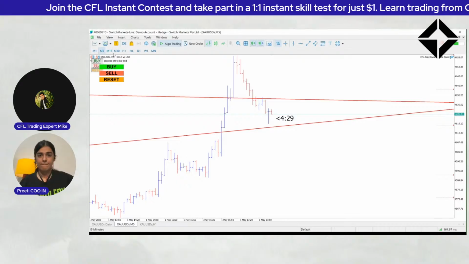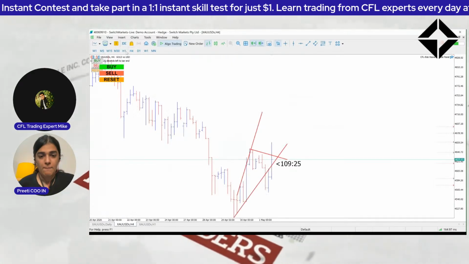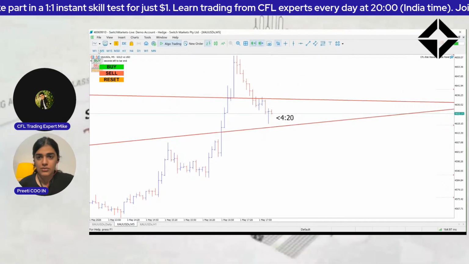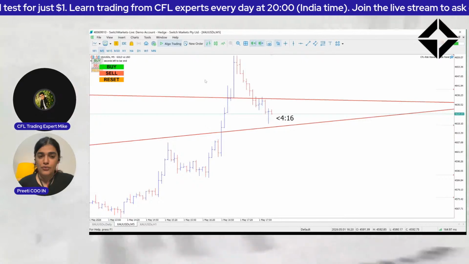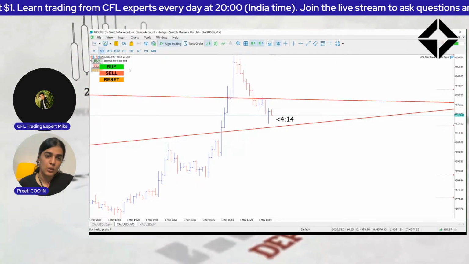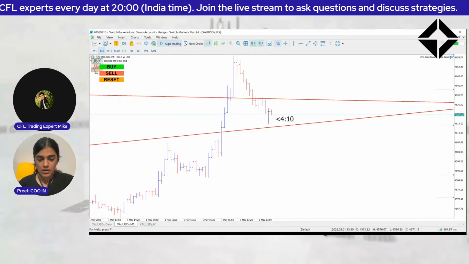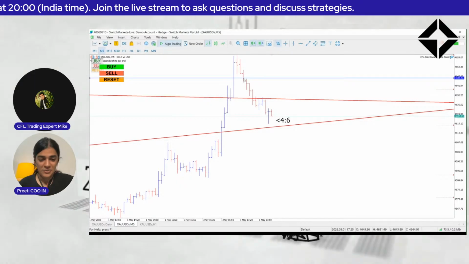It might go a bit higher, I don't know. Let's wait for the 4 hour candle. The 4 hour is still lower high, lower lows. Yeah, but the buying was too strong.